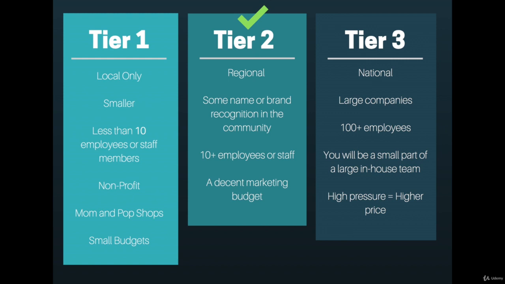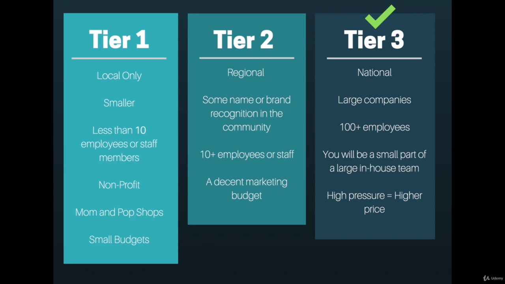The second tier of clients have a little bit more of a regional influence. They have some brand and name recognition in the community, or they might be a little bit of a larger local company. They usually have around 10 plus employees, 8 or 9 is possible, but definitely in that 10 plus category. And they have a decent marketing budget. Not great, but they have a marketing budget.